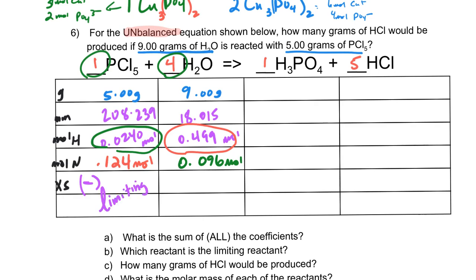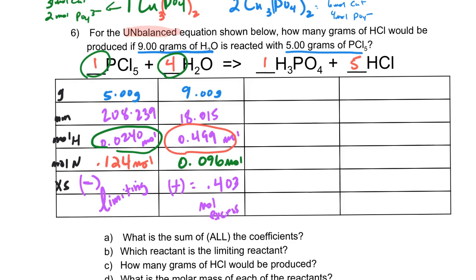Now the other one is going to have excess, because notice here you have 0.499 moles of water, and that's quite a bit. When you subtract the 0.096 from that, you're going to wind up with a positive number, and that positive number is going to give you a difference of 0.403. This is moles of excess. So if the problem asks for that, you should be able to get that really easily.